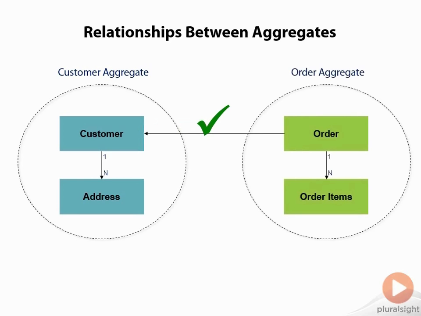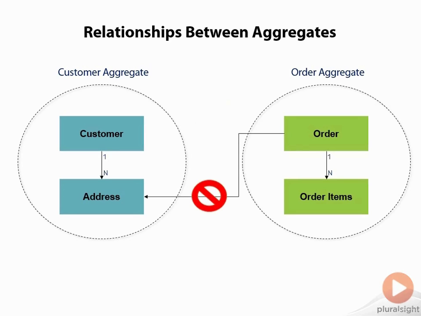But in this case, let's assume it only makes sense for the order to reference the customer. What's not okay is for the order to reference the customer's address directly. This dependency violates the integrity of the customer aggregate. Remember that aggregates and aggregate roots only apply to objects, not data.